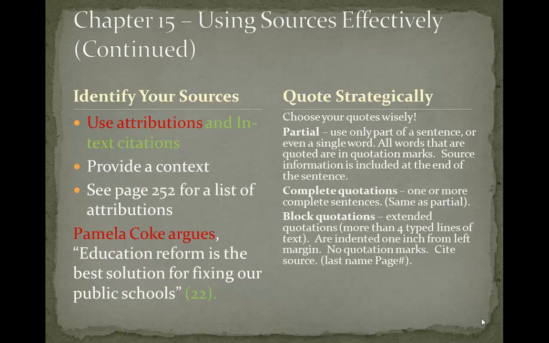So how do you use them effectively? You need to first and always identify your source. I talked a little bit about attributions last week. I wanted to go into a little more detail. Whenever you use the source, you need to introduce that source with an attribution, such as Pamela Koch argues. The word argues is an attribution. Pamela Koch is the person who you're going to be quoting. By saying Pamela Koch argues, you introduce who is going to be speaking, and you introduce how that person is going to be speaking.